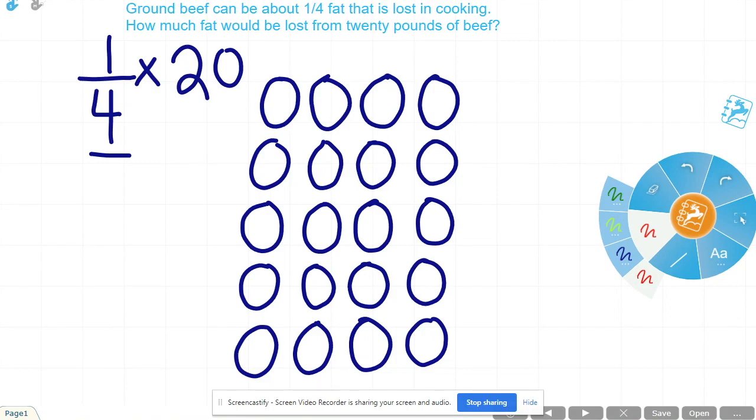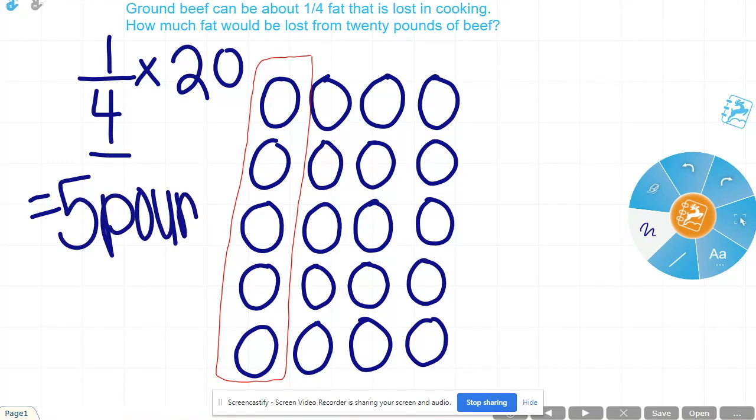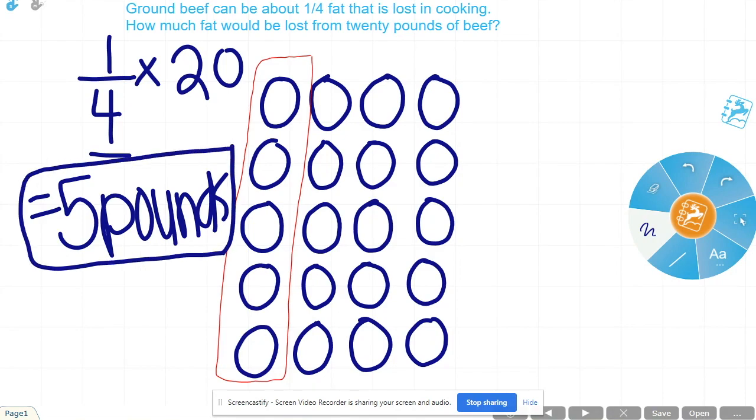So I'm only looking at one of my groups. So I'm going to outline one of my groups, and I need to see how many counters or circles I have in my one group. So I have 1, 2, 3, 4, 5. So there were 5 pounds that were lost. So 5 pounds is your answer.